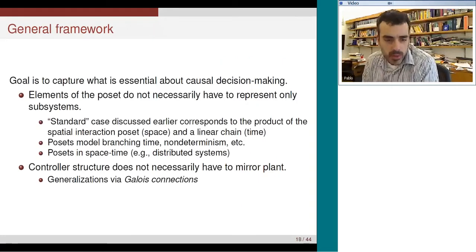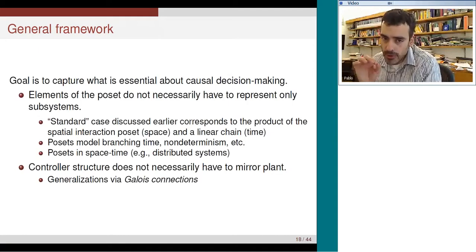So again, let me skip this. One of the goals that we're trying to do is to capture what's really essential about this kind of causal decision making. And there's a lot of variations that we can do on this basic model.